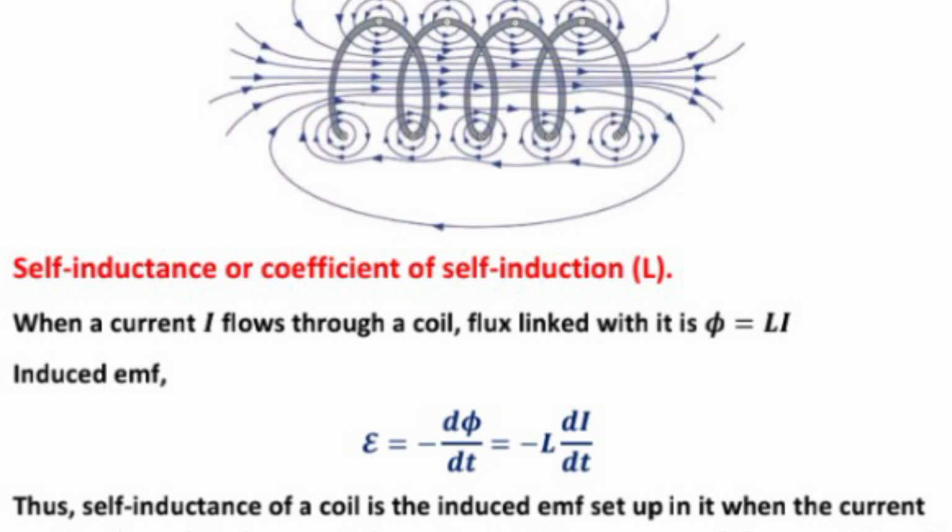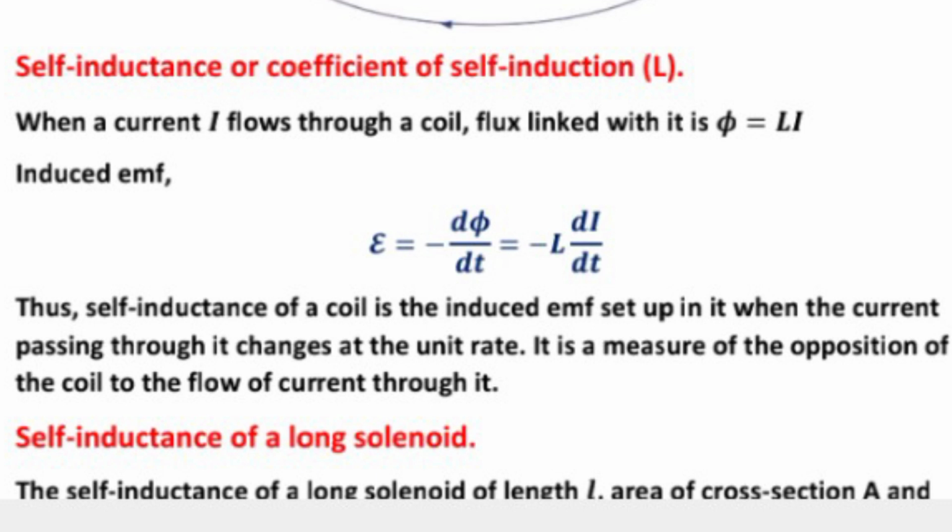When a current I flows through a coil, the flux linked with it, phi, equals Li, and the induced EMF epsilon equals minus d phi upon dt, which is minus L di upon dt. Thus, self-inductance of a coil is the induced EMF set up in it when the current passing through it changes at the unit rate. It is a measure of the opposition of the coil to the flow of current through it.